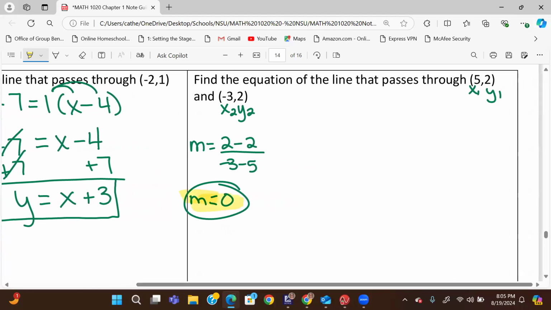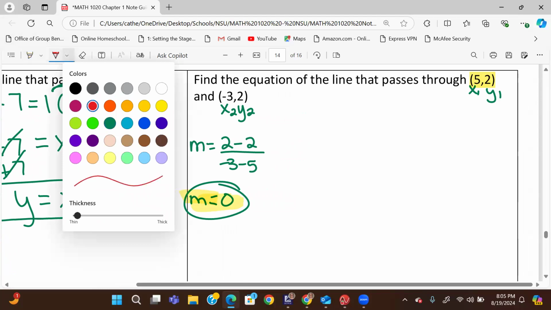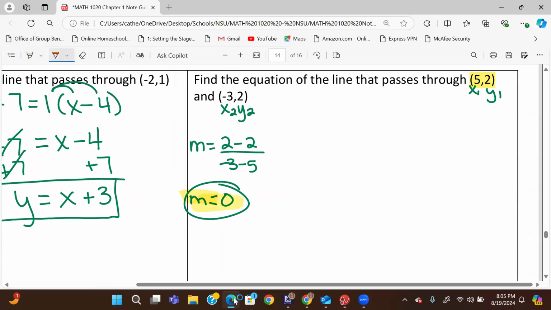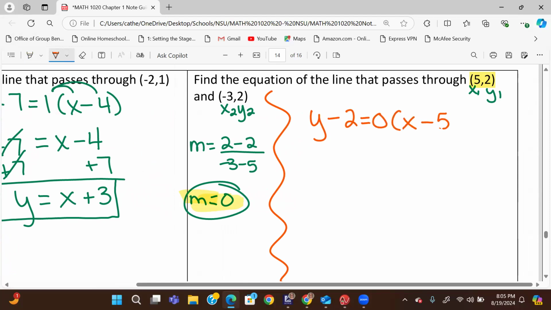I'm going to pick 5, 2, and I'm picking those particular points because everything's positive. You're less likely to make errors. But again, you can use the second point if you wanted to. So y minus y1 equals m times x minus x1. Point slope just requires one point and the slope.